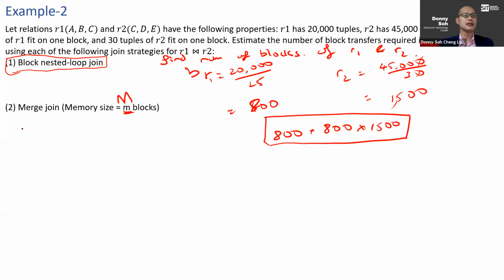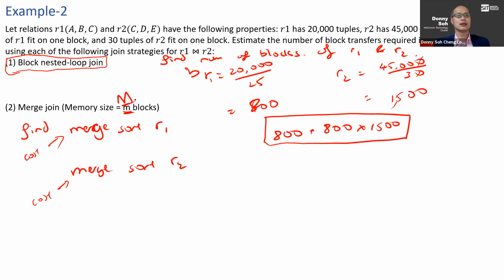You find out the merge. So we're doing a merge sort of R1 and then a merge sort of R2. So you find the cost of this, use the formula, and then you find the cost of this, use the formula. So you find it independently first in terms of M. You'll just be writing out the formula only. So maybe take the next 2 minutes to do it.